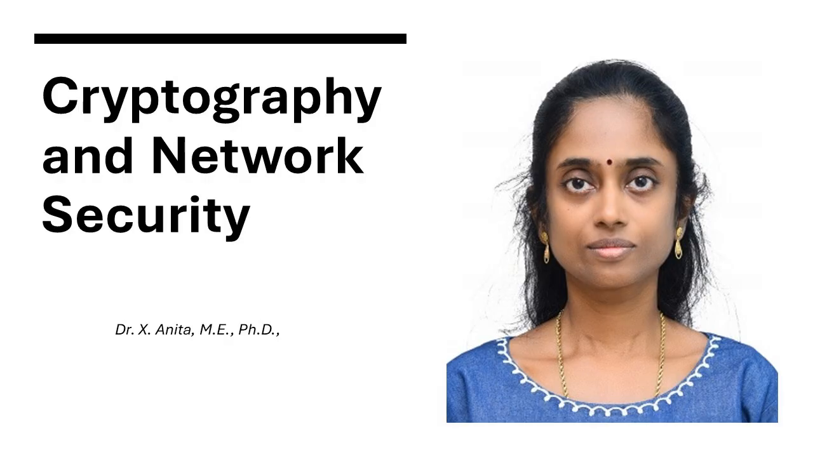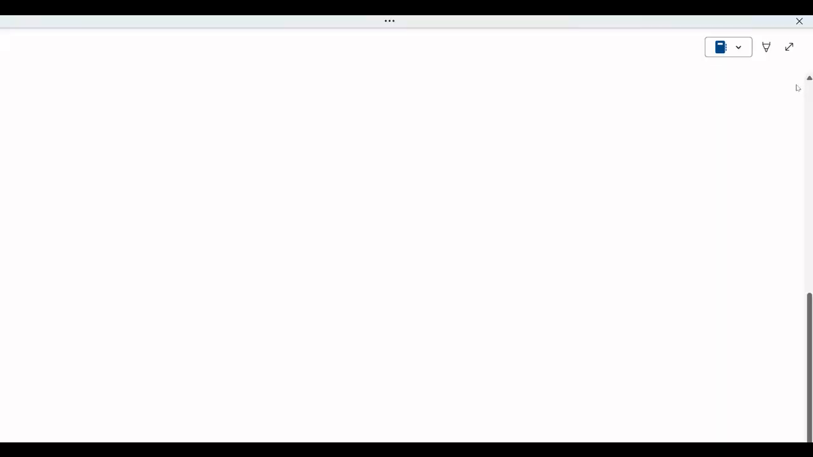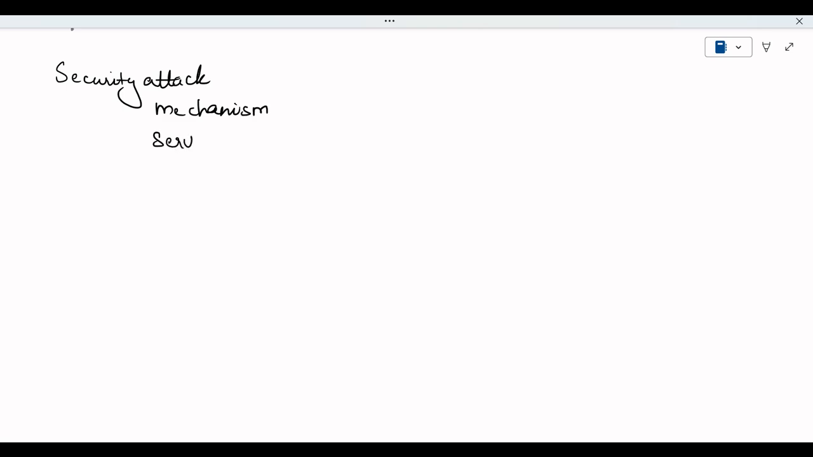Next we can move into the aspects of network security. Here we will be discussing the three aspects of information security. One is the security attack. Next comes the security mechanisms and then the security services. Okay, what is the security attack?